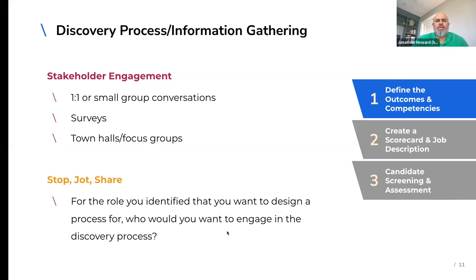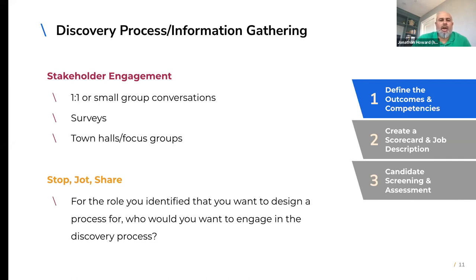So the first piece, and we're going to spend a lot of time here, and again, there are going to be places for you to stop and think and jot about a potential role you're working on, is all about defining the outcomes and competencies for the role. The way we do it here, we call it our discovery process. It's basically just a big information gathering.